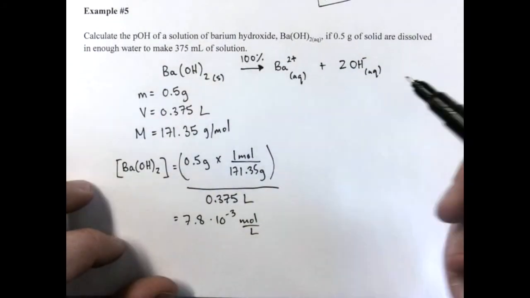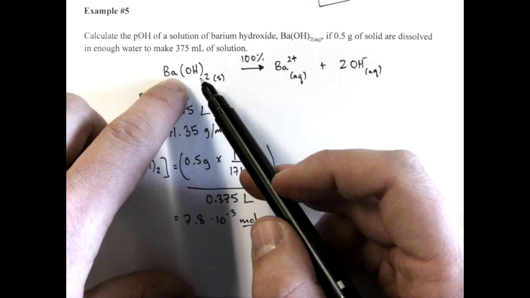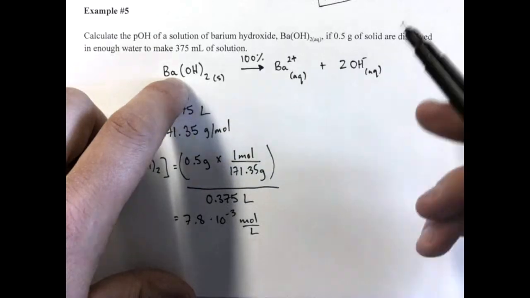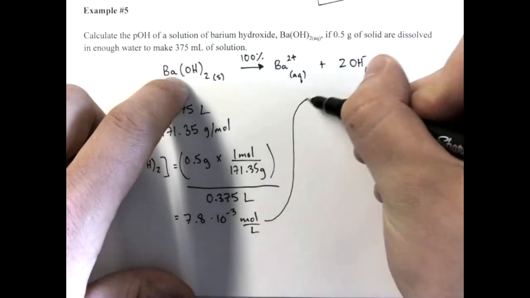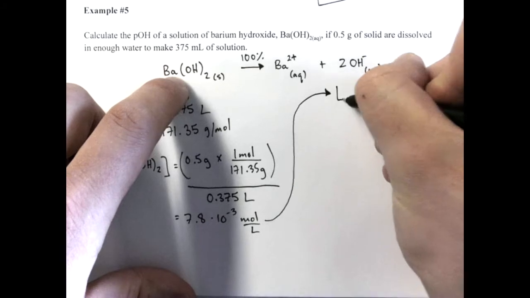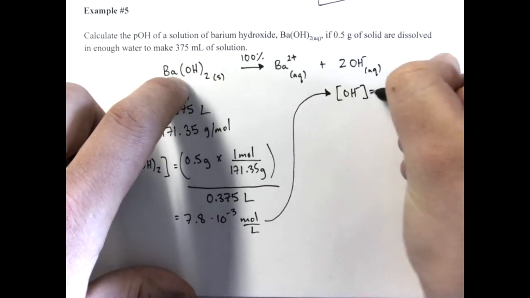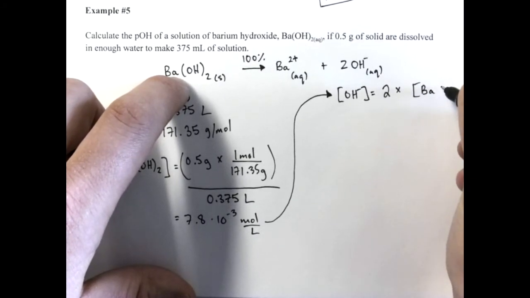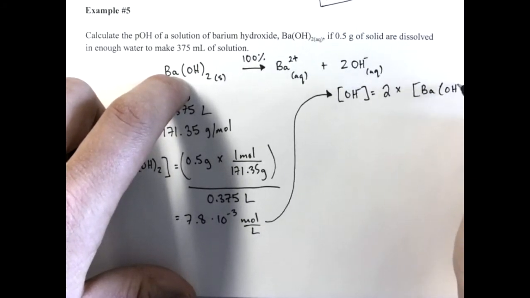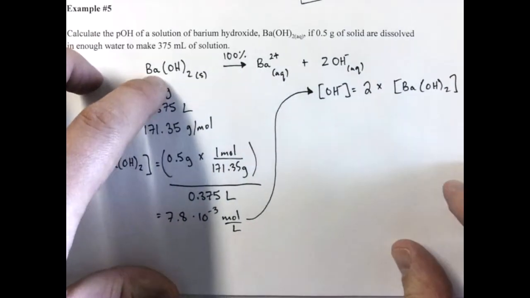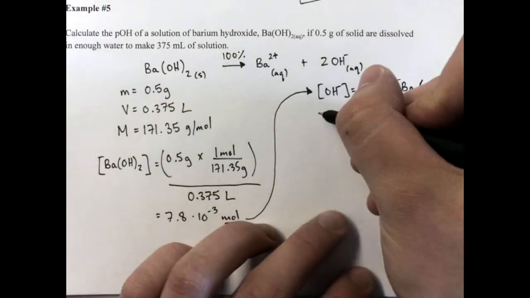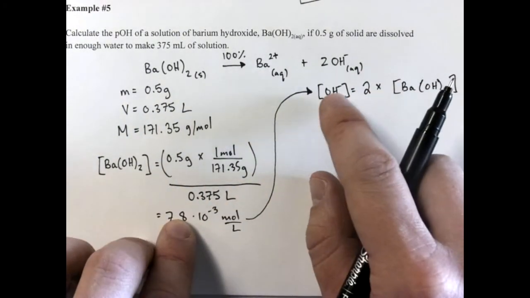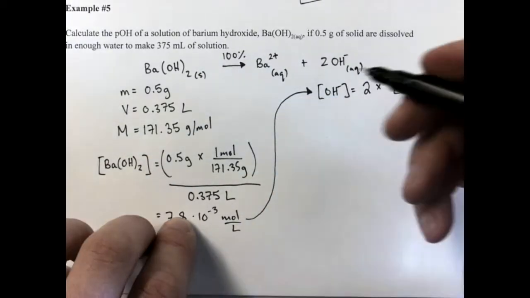Now here's where our wrinkle comes in. It comes back to this hydroxide. For every 1 unit of barium hydroxide, I make 2 of hydroxide ion. So what this means is that my concentration of hydroxide has to be 2 times the concentration of barium hydroxide, like that.